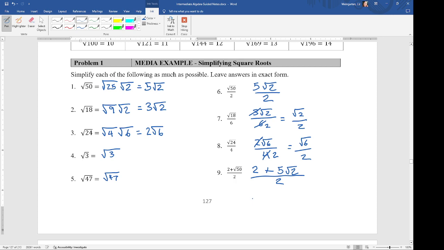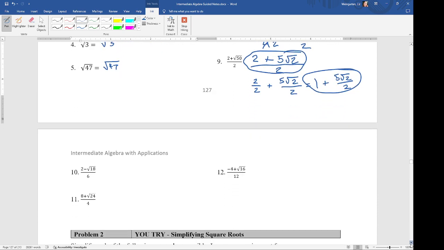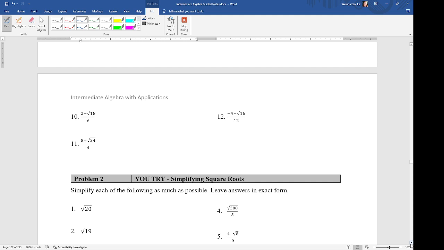But if you wanted to, this is not required. I just want to show you that it is not incorrect either. We could split this into 2 separate fractions being added together. We end up with 2 over 2 plus 5 times the square root of 2 over 2. 2 over 2 is equal to 1 plus 5 times the square root of 2 over 2. That is also an acceptable solution. Both of these would be considered correct. So don't feel like you have to do the extra work. I just wanted to show you that that option is available.